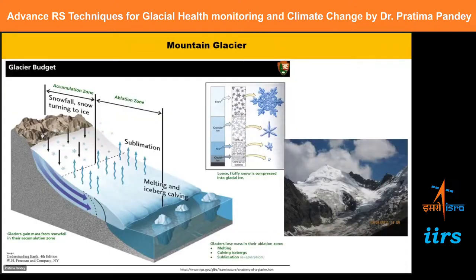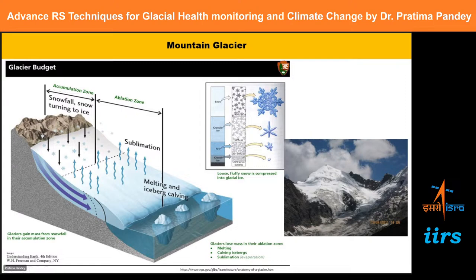This is a typical schematic picture of a mountain glacier. Since we are here, we have the Himalaya, and most of the glaciers in the Himalaya are mountain glaciers. So we'll talk mostly about the mountain glacier. What is a mountain glacier? The glaciers which form in the valley of the mountain. You can see this is a schematic picture of a mountain glacier, and this is a field photograph of a mountain glacier. In a mountain glacier, we have an accumulation zone and an ablation zone.